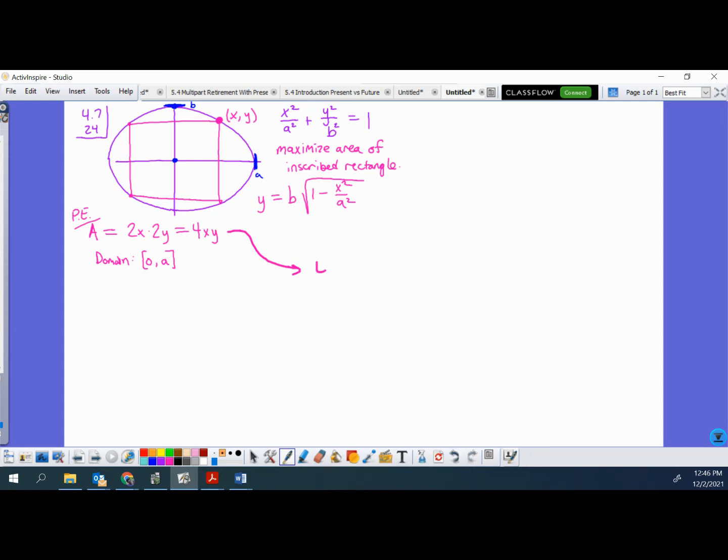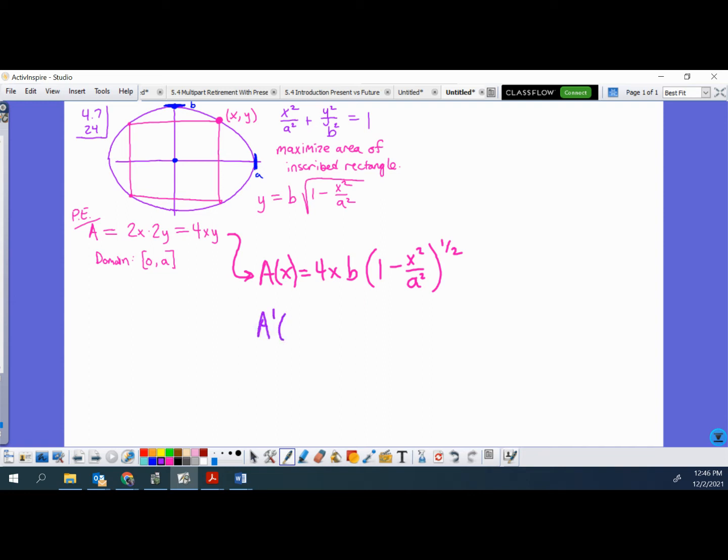So I've got 4x times y, which is b times this square root. I'm going to write it this way: 1 minus x squared over a squared to the 1/2 power. I'm going to label this a little better. Here, I'll slide this. Well, I'll just get rid of that arrow. This is A as a function of x. So I'm just going to call it A of x. And yeah, the only variable in there is x now, because again, b and a are constant.